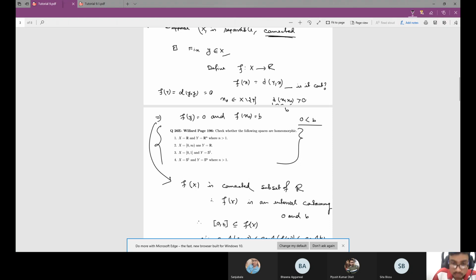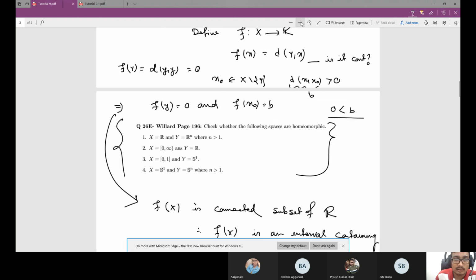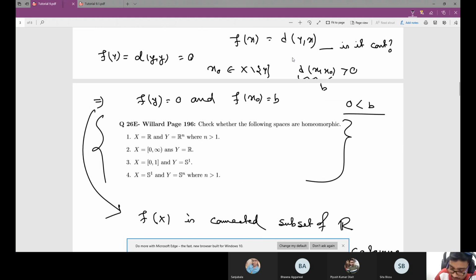Okay, so what about this one? X is equal to R and Y is R^n. Are they homeomorphic, R and R^n?